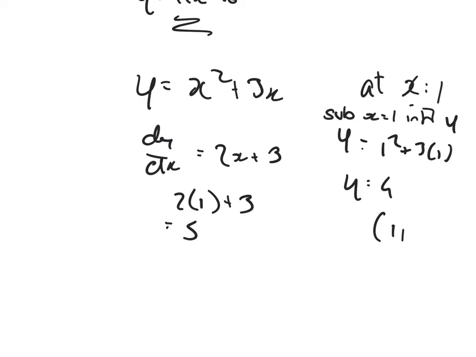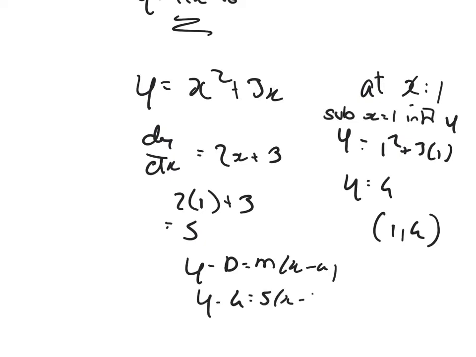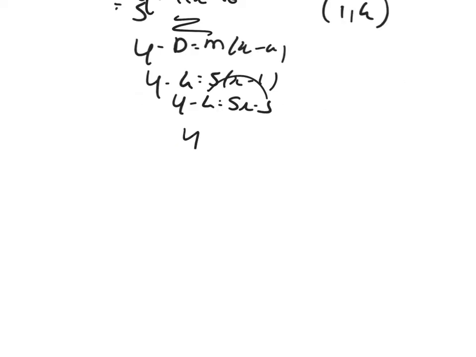So if we get the point, which is (1, 4), and the gradient of 5, y minus b equals m bracket x minus a. y minus 4 is equal to 5 bracket x minus 1. That's y minus 4 is equal to 5x minus 5. I'm going to bring that over, and that'll be y equals 5x minus 1.